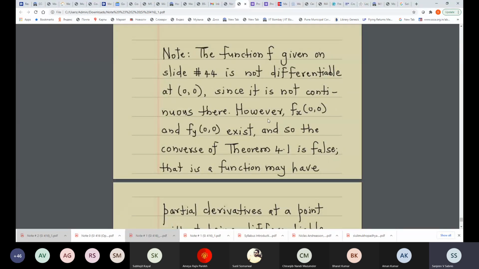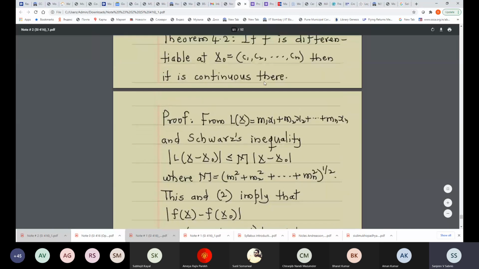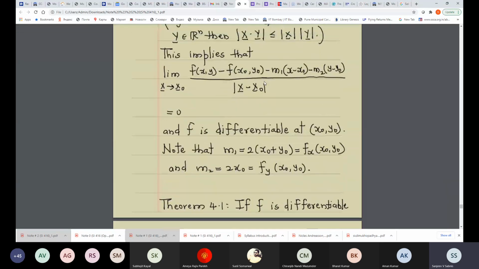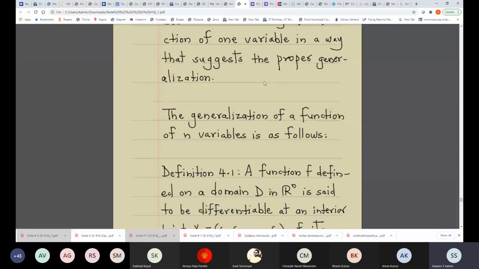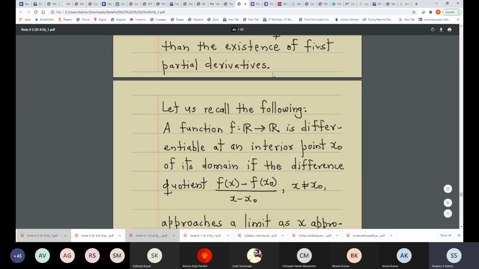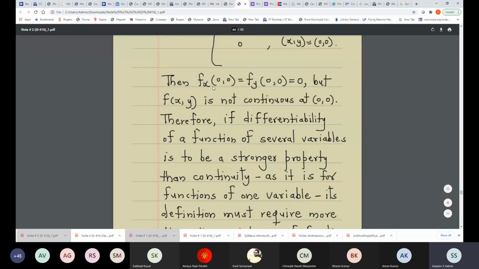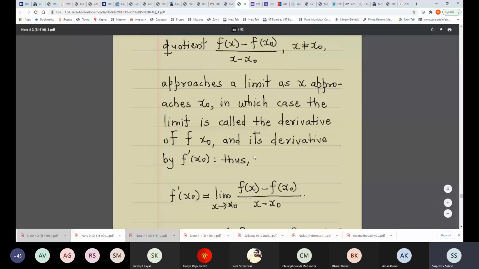Now the function f given on slide number 44 is not differentiable at (0, 0). Okay, so again, this is slide number 51, let's go back to slide number 44. Yeah, this function. So this function is not continuous at (0, 0), which we had observed, and the partial derivatives at (0, 0) with respect to x and y exist, and each one of them was observed to be 0.